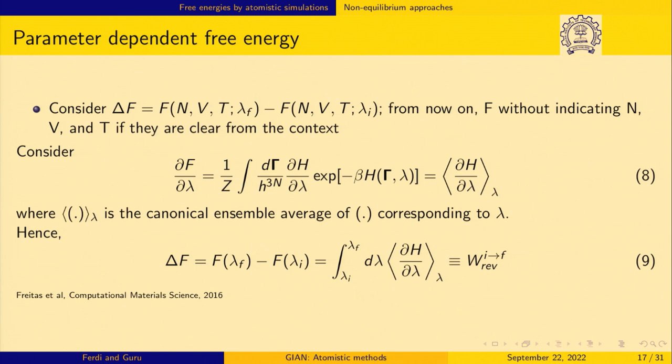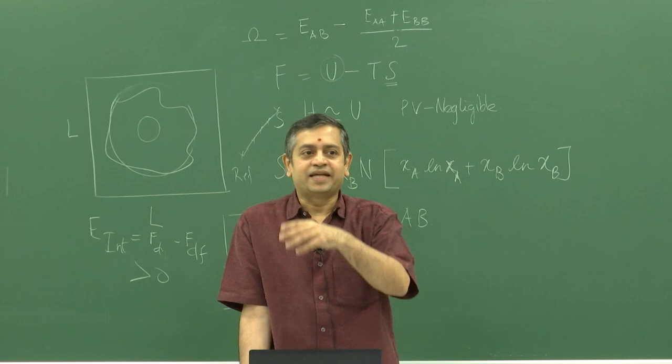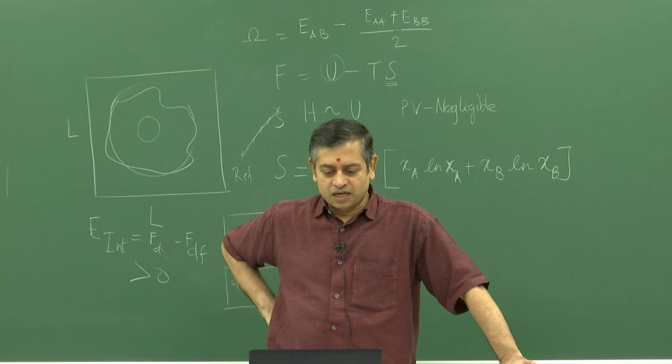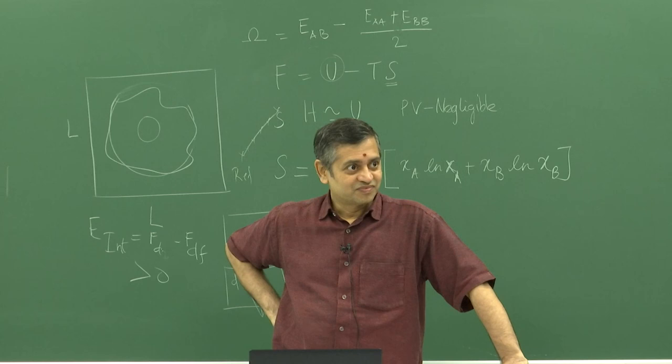And you have also seen, whichever quantity you want to get the average of, this morning also we wrote, right? So you can see this 1 by z integral d gamma by h to the power 3 and dou h by dou lambda exponential is nothing but an average of dou h by dou lambda. Do you agree? This exponential divided by z is the probability, then you multiply that by this function, then you will get the average of that function, right? So why is this called canonical ensemble average? We are dealing with the NVT ensemble, right?